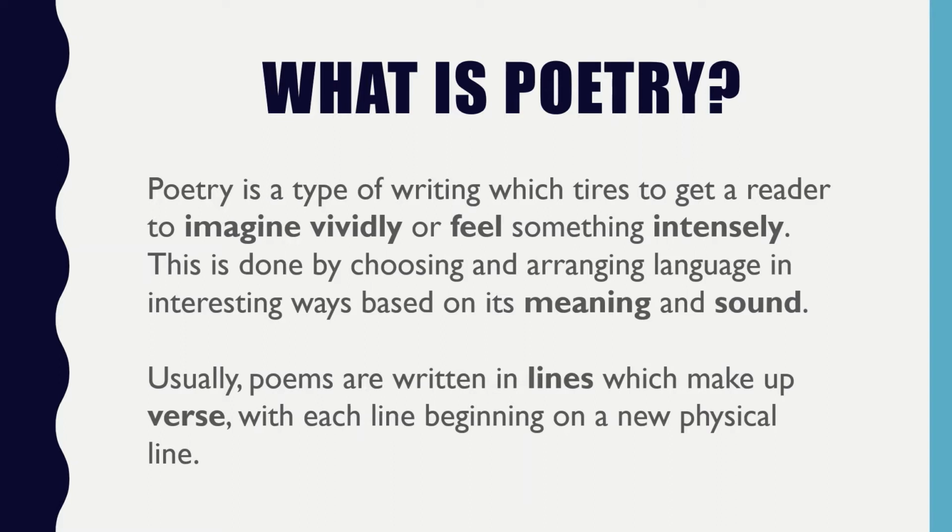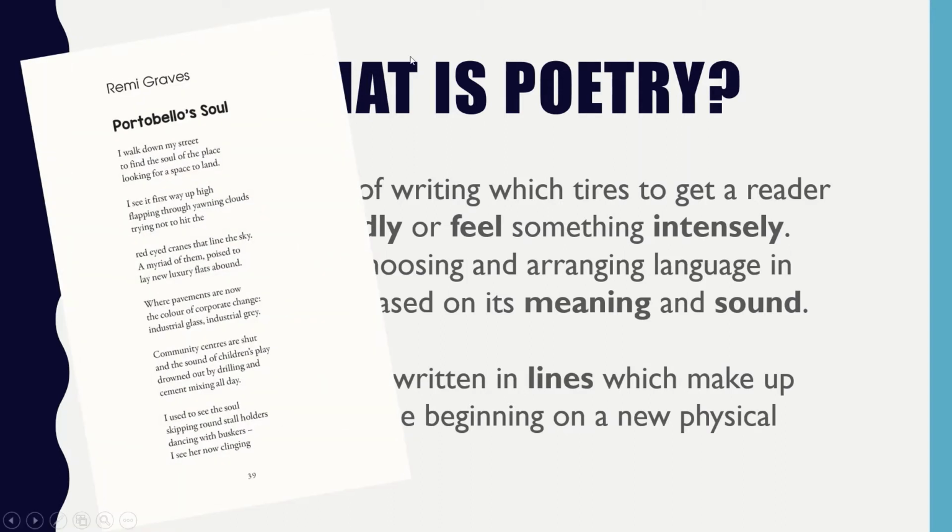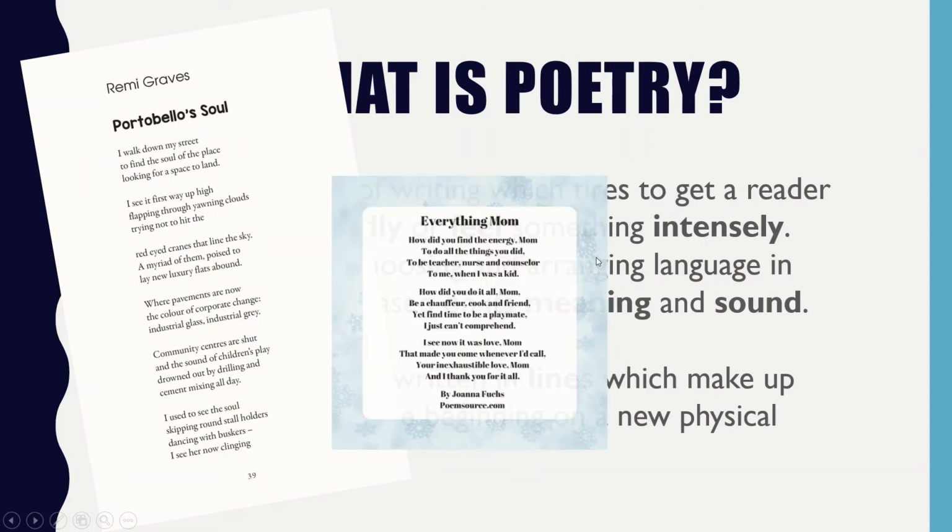Usually, poems are written in lines which make up a verse, with each line beginning on a new physical line. For example, in this poem by Remy Graves, you can see that each new line is starting on a new physical line. The sort of paragraph that those lines make are called a verse.